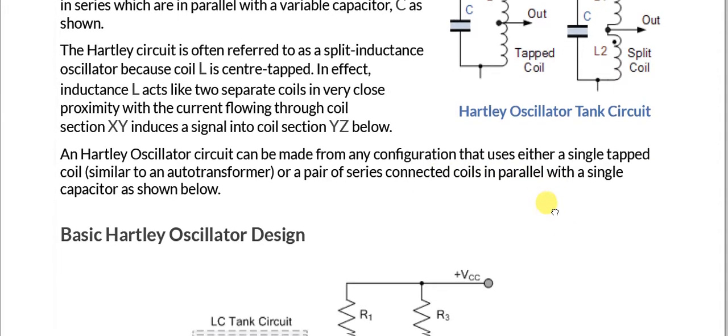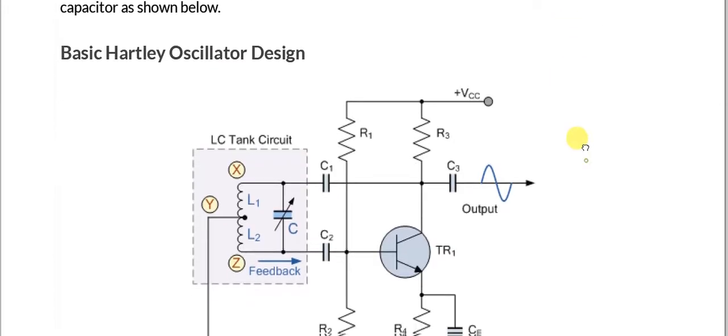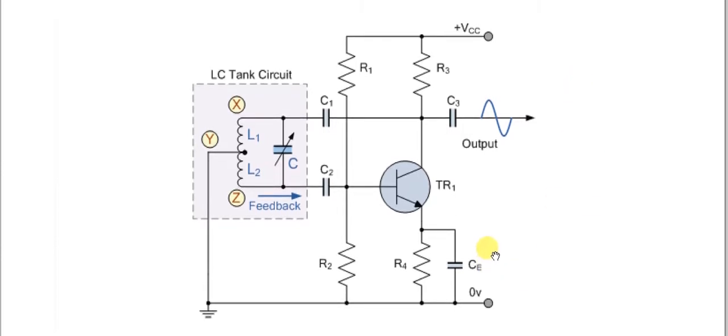Now this is the typical Hartley oscillator circuit design. Now if you remember, this is a common emitter amplifier. From here, if you see the self bias, R1 and R2 are the base potential divider resistors. R3 is the collector resistor, R4 is the emitter resistor, this is the bypass capacitor, and this is capacitor C1. These are the output capacitors. This is the input capacitor, C2.